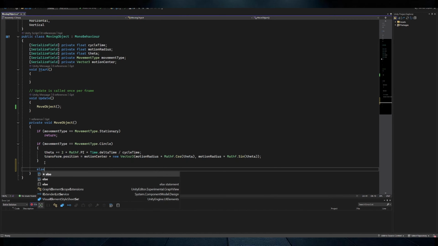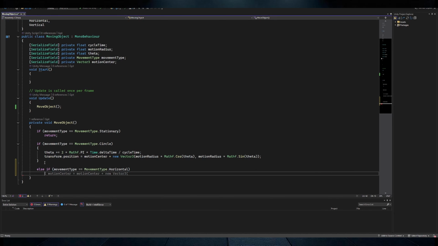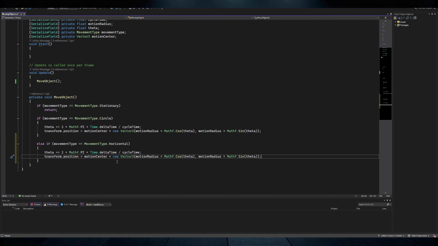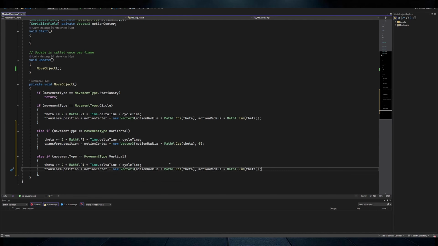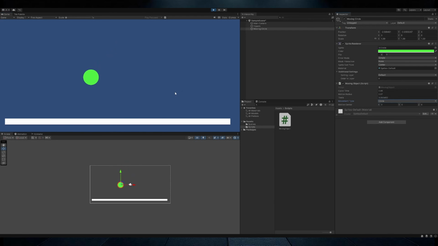Back in Visual Studio again, all we have to do to implement the horizontal and vertical motions is super simple. We just copy the circular motion code and put zeros in the appropriate x and y values. So we'll put a 0 on the y for horizontal motion and a 0 on the x for vertical motion. Alright, that's it for this one. We now have circular, horizontal, and vertical motions.